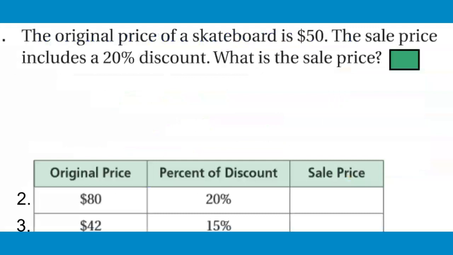All right, so let's take a look at the first one here. The original price of a skateboard is $50. The sale price includes a 20% discount. What is the sale price? So we're not assuming there's any taxes or anything on this. So we're going to take 20%. This is one method of doing it. Take the percent times the original price. And when I do that, 20% times 50 is $10, which means that's the discount.